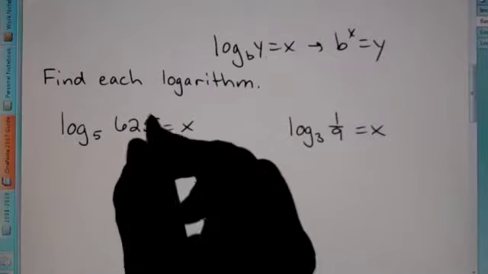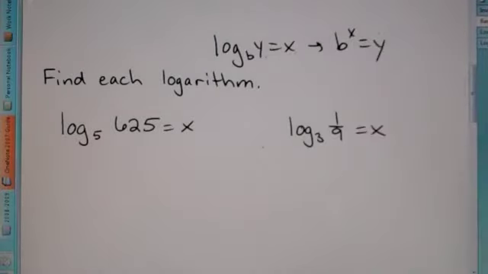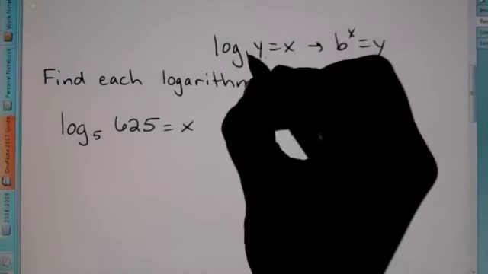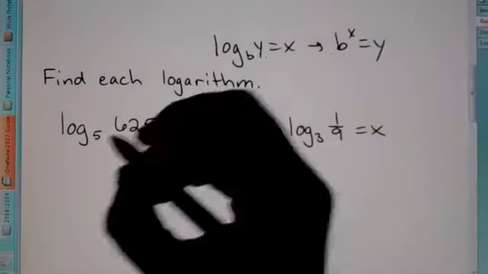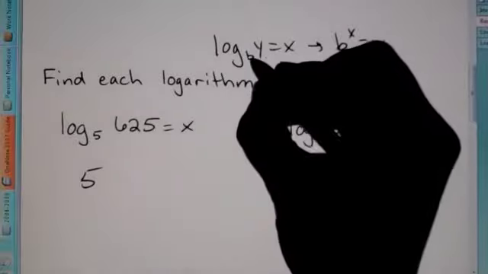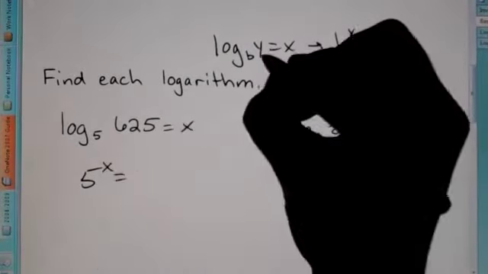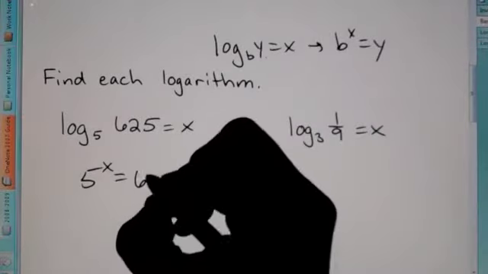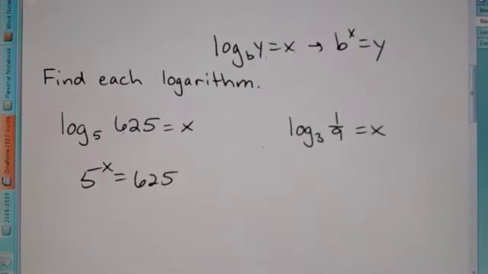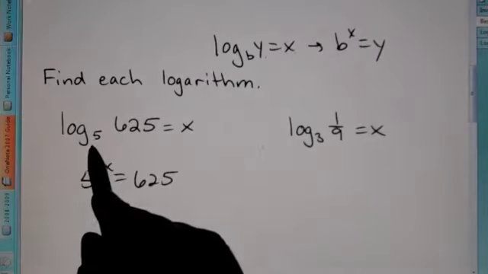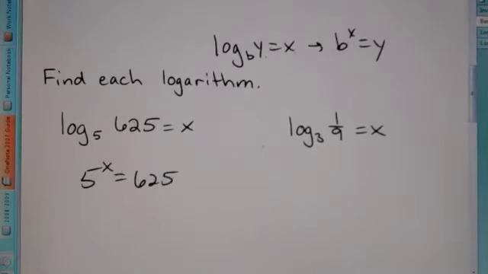Well, we can rewrite this information to be set up in this format. Again, 5 is in the position of b, so we want to rewrite it like this. We have 5. It says b to the x, so 5 to the x is equal to y. So 625 is in the position of y. Again, our base raised to this exponent is equal to that. So now we have to figure out what x is.